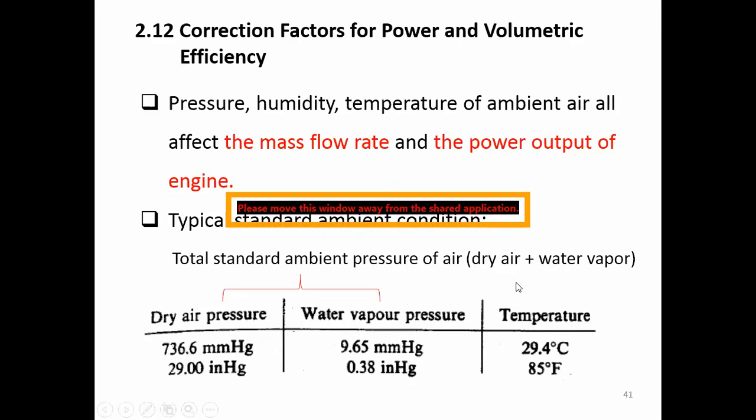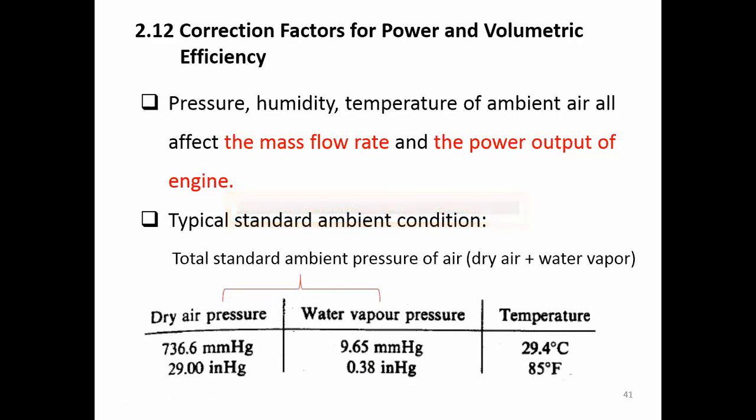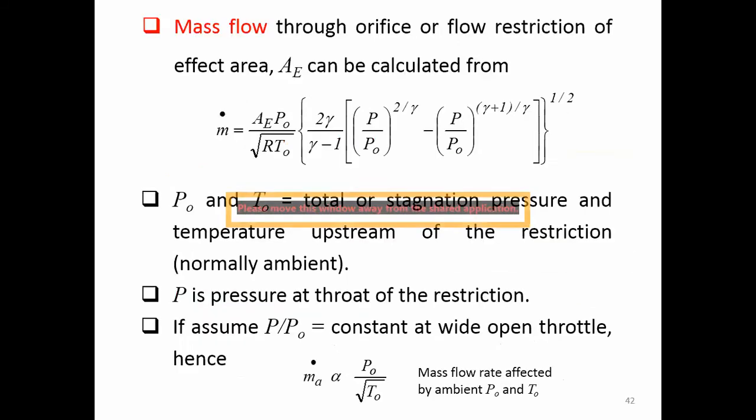And then the standard temperature is this, 29.4, right? So we sum these two pressures in order to get the total standard ambient pressure, and the standard temperature is only one, because no matter what it is, as long as it's in the mixture and in the same region, under the same ambient condition, they always have the same temperature. Okay, so look at how the ambient condition can affect the mass flow rate.